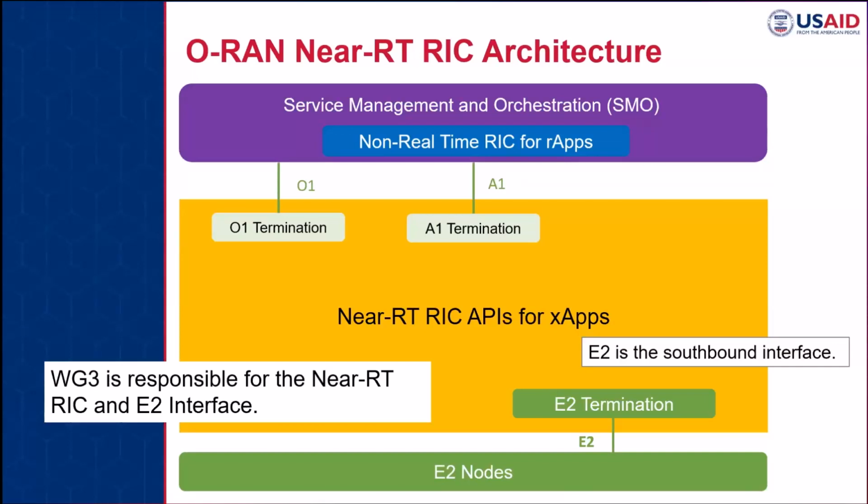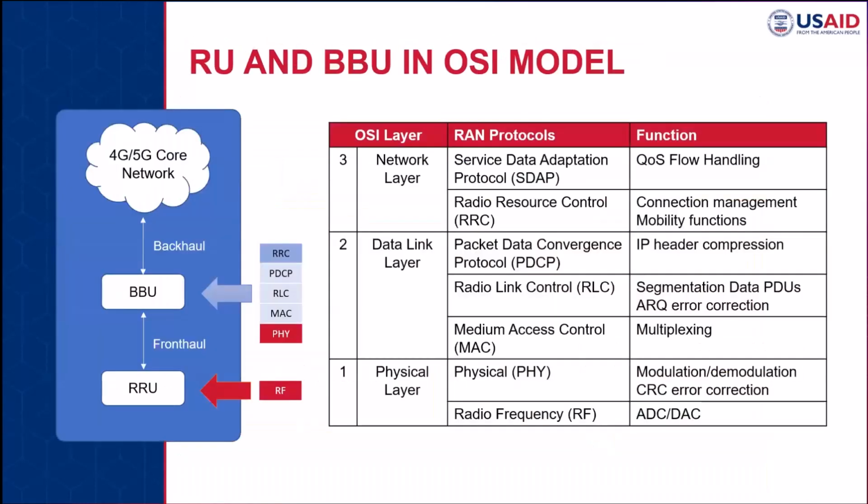Now let's quickly move on to the split model. Okay, so functional split. Earlier we discussed this split. The BBU is split into two: the distributed unit and the centralized unit. And each unit is divided into different protocols.